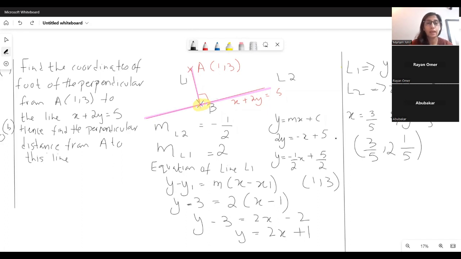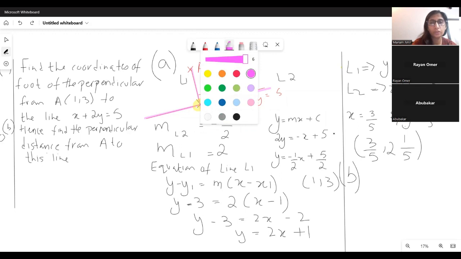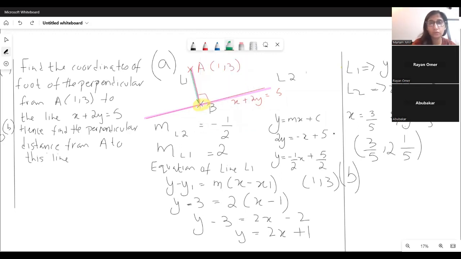Part B says, hence find the perpendicular distance from A to point B. Hence means that you have to use the answer you got earlier. So we have the coordinates of B, 3 by 5 comma 2.2. How do we find the perpendicular distance? Simply use the distance formula on these two coordinates. What is 3 by 5 in decimal? 0.6 comma 2.2. So apply the distance formula on these two coordinates.